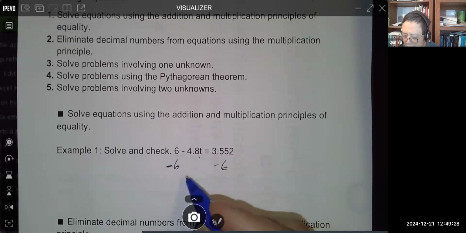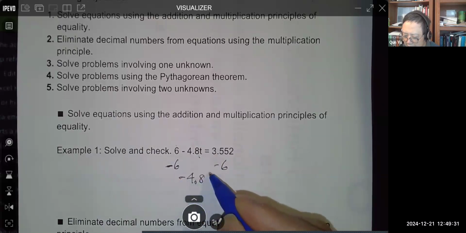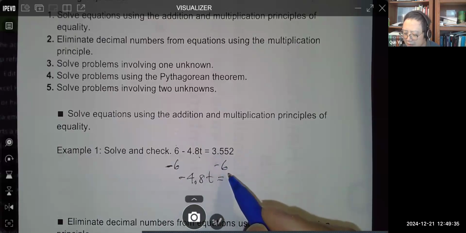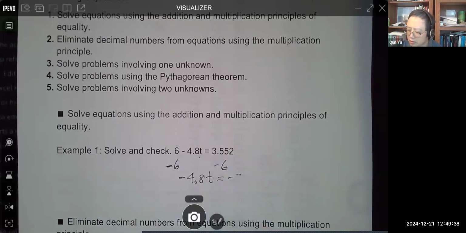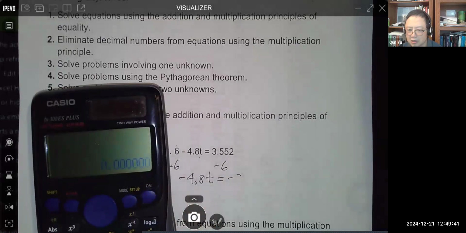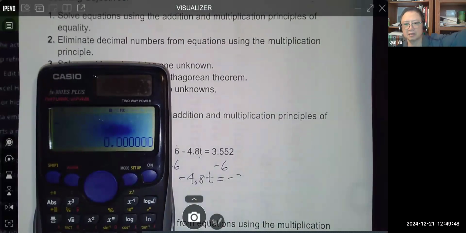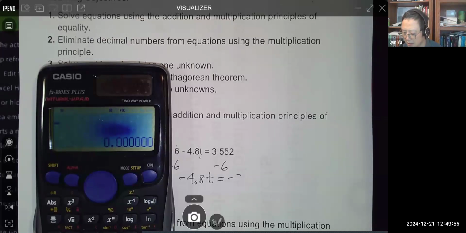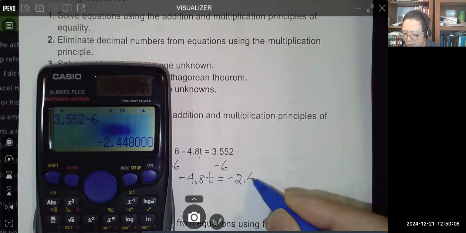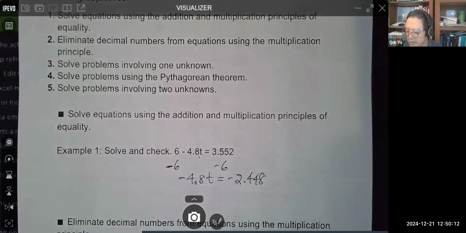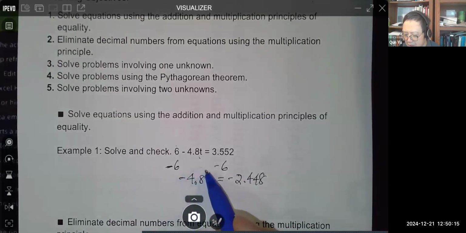So this canceled, again, negative 4.8 t. The other side, if we do subtraction, we're going to get negative. Let's do the calculation using a calculator to make sure I don't make any mistake here. 3.552 subtract 6. So I get negative 2.448.